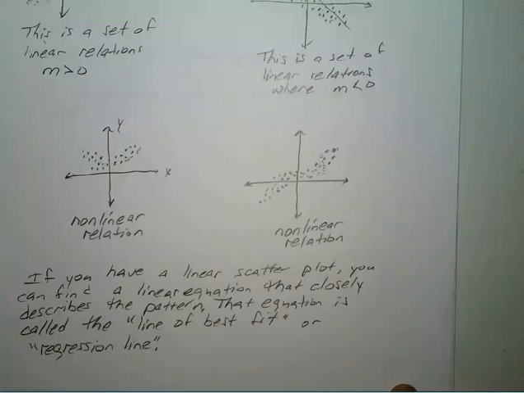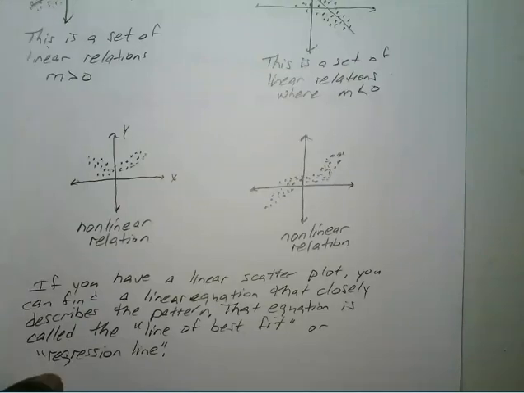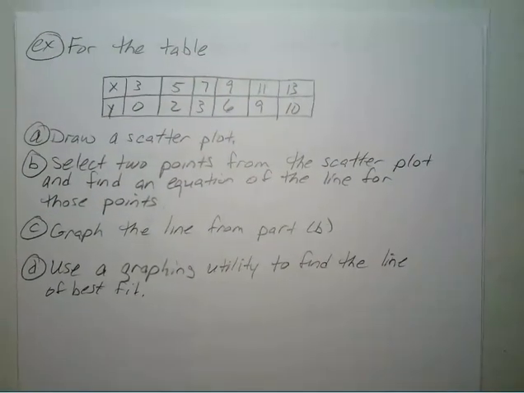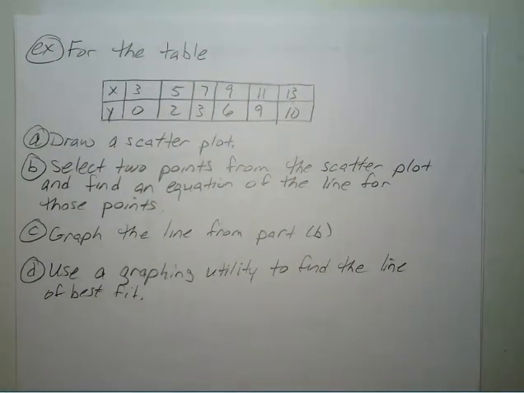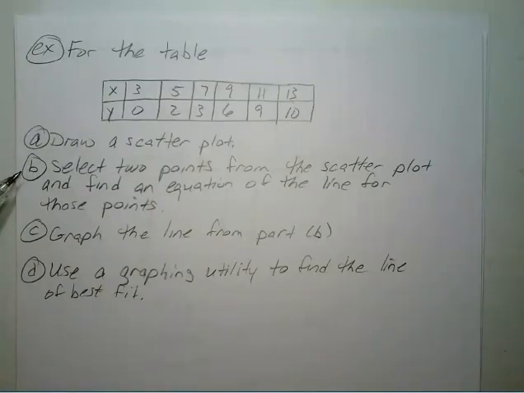If you are still writing, feel free to press pause, but we're going to do a quick example. Let's say for this particular table, we want to A, draw a scatter plot, B, select 2 points from the scatter plot and find an equation for the line for those 2 points. C, we want to graph a line from the 2 points in part B. And for D, we want to use our calculator to find the line of best fit.